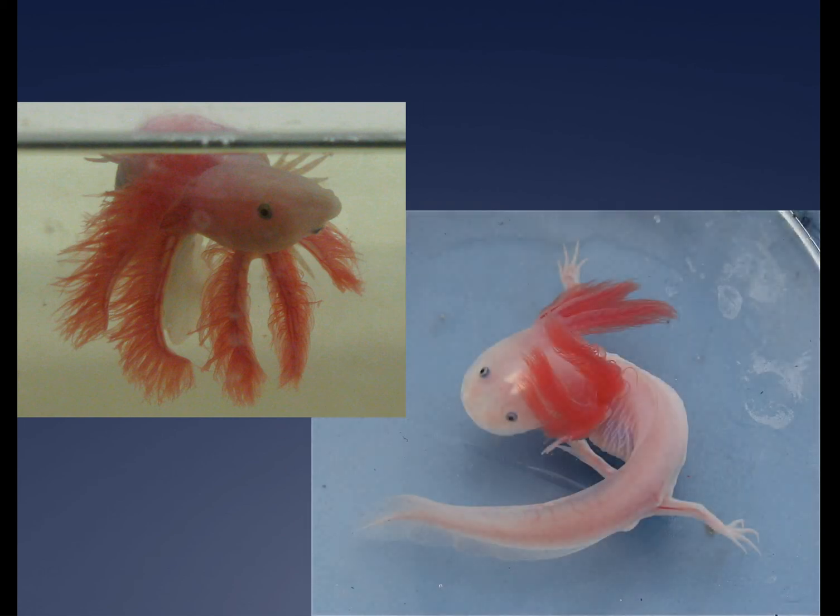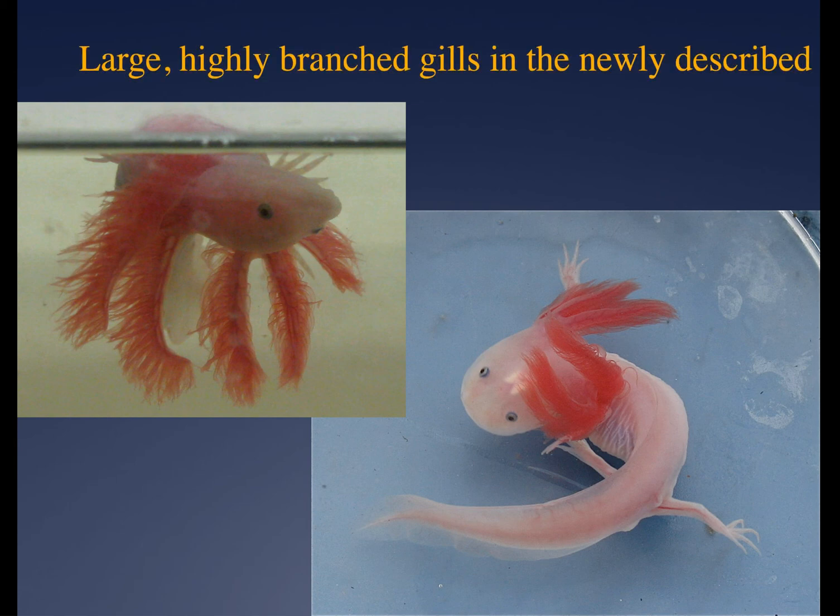Here's one of those floaters when he finally was put in a situation where he could get down into the water and not float anymore. So highly branched gills are another example of an adaptation to increase the surface to volume ratio.